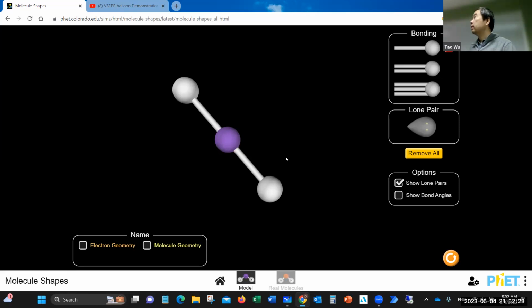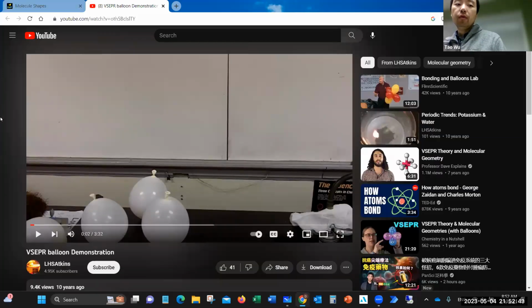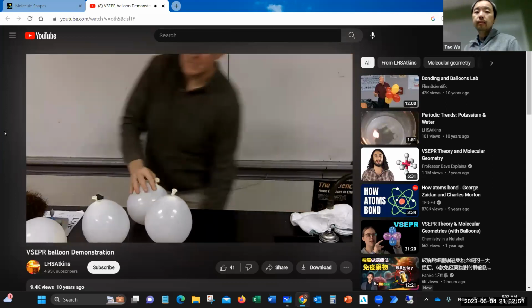Okay, so the next part we're going to talk about the shape of the molecule, or the geometry of the molecules. Molecules do form a shape. Different molecules, different Lewis structures give you different shapes. So first let's look at one of the demos. Probably you already heard this before, but we're going to look at it again.